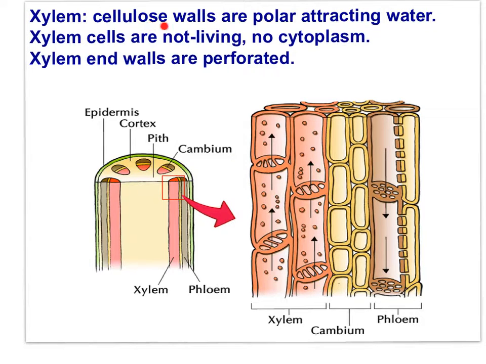Xylem cellulose walls are polar, attracting water. The xylem cells are not living. There is no cytoplasm to inhibit the movement of water, and the end walls of the cells are perforated, allowing water to flow relatively freely.